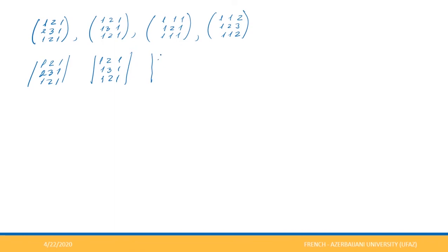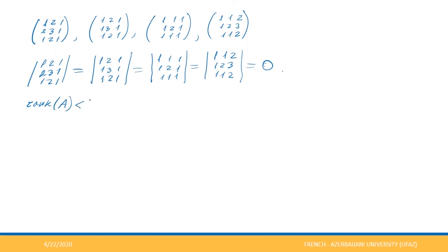Look at the determinant of 1, 1, 1, 1, 2, 1, 1, 1, 1. This is also 0 because first row and last row are the same. The same for 1, 1, 2, 1, 2, 3, 1, 1, 2. This is also 0 because first row and last row are the same. You see, if A is equal to 2, then the determinants of the 3 by 3 submatrices will be 0. Then in this case, the rank of A will be less than 3.